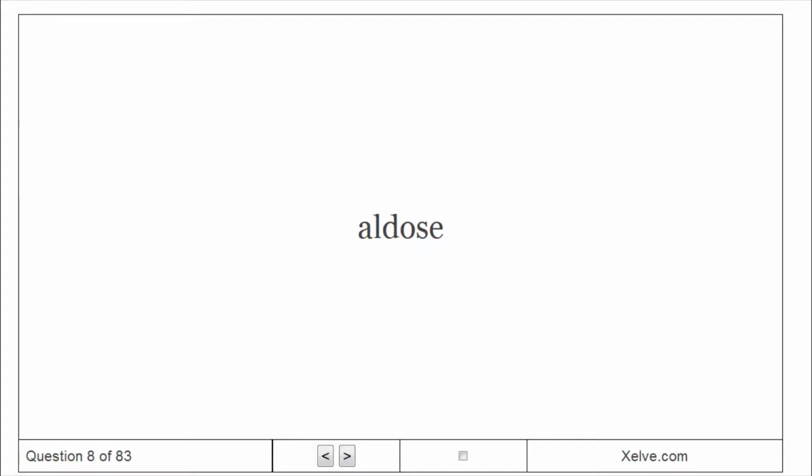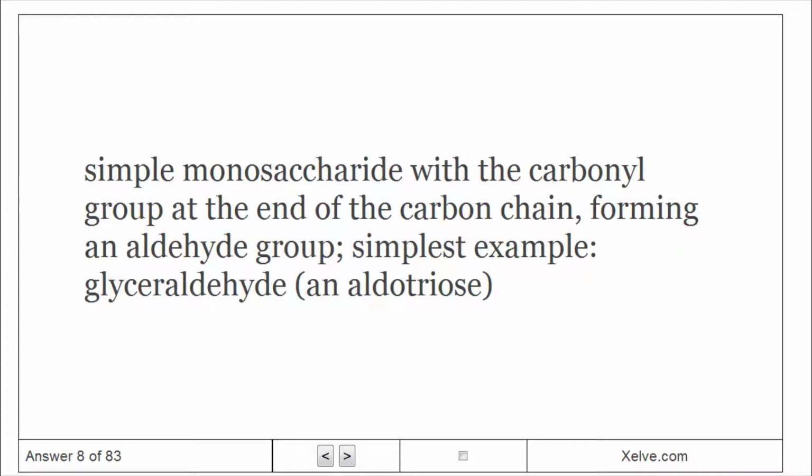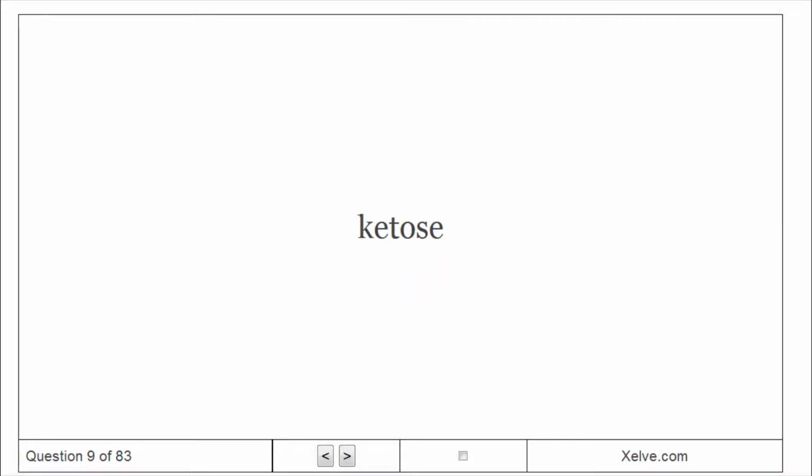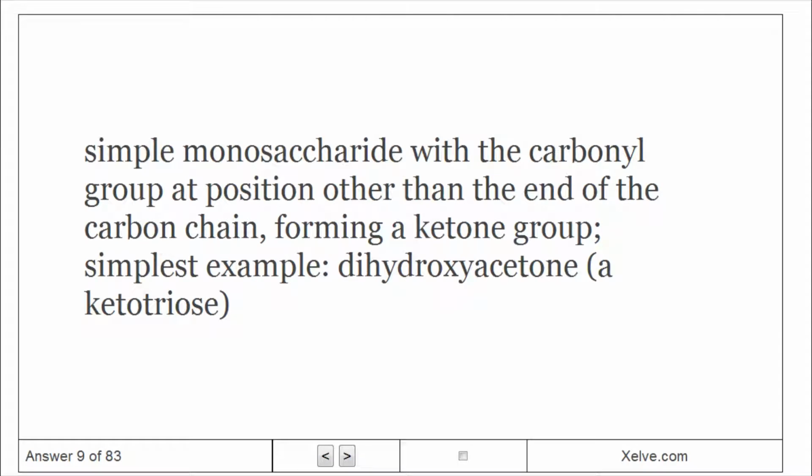Aldose. A simple monosaccharide with the carbonyl group at the end of the carbon chain, forming an aldehyde group. The simplest example is glyceraldehyde, an aldotriose. Ketose. A simple monosaccharide with the carbonyl group at a position other than the end of the carbon chain, forming a ketone group. The simplest example is dihydroxyacetone, a ketotriose.